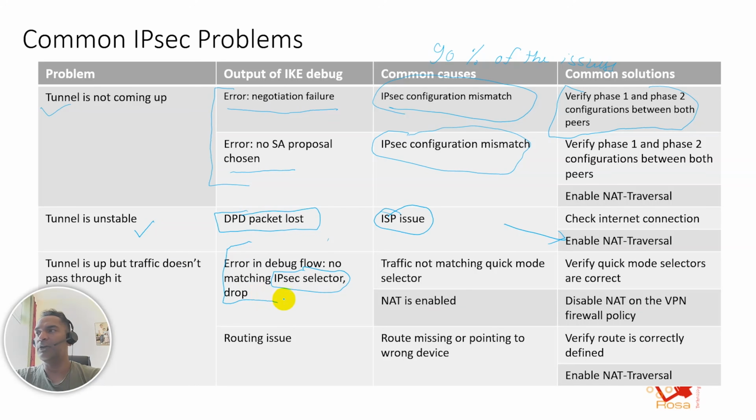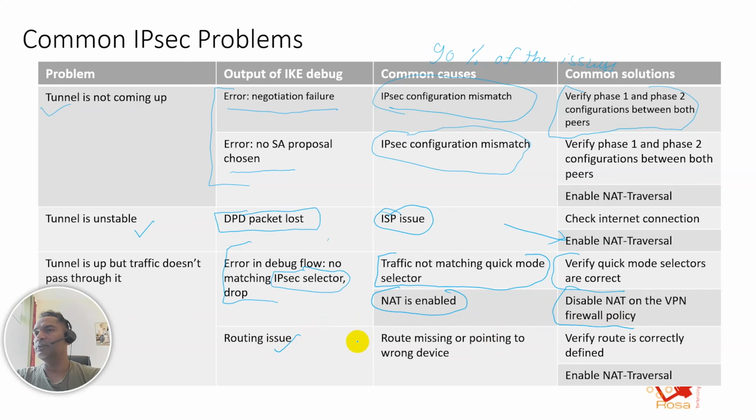So there it will not match, and the tunnel may go down intermittently based on the selectors. So what is the common issue? Traffic not matching quick mode selector, and NAT is enabled. So verify quick mode selectors are correct. Disable NAT on the VPN firewall policy if that does not exist.